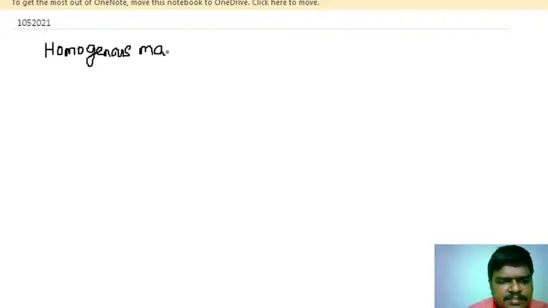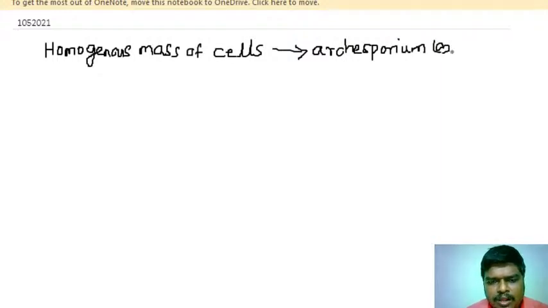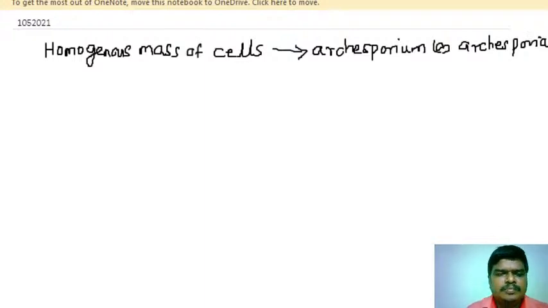The homogeneous mass of cells undergoes modification and forms archisporial cells. Archisporium, it forms archisporial cells. So now what will happen?